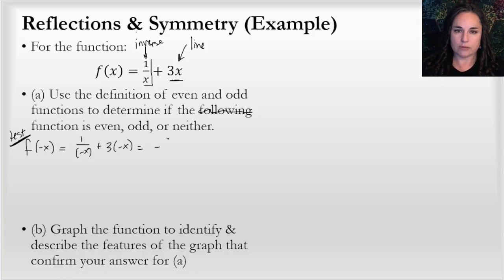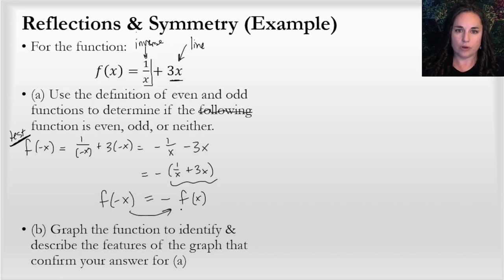So I'm going to simplify this. I'm going to get negative 1 over x minus 3x. And I'm actually going to do this to simplify it a little bit more. I'm going to pull that negative out of both of those terms. And what I'm going to note when I do that is I have the negative, and then do you all recognize this? This is negative f of x. So when I plug in f of negative x, what I get out is the negative of the original function. And that is going to tell me that it is an odd function. That is the definition of odd, is when I plug in negative x, I get negative f of x out.